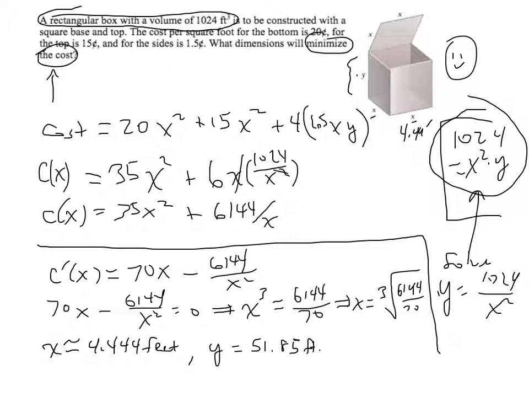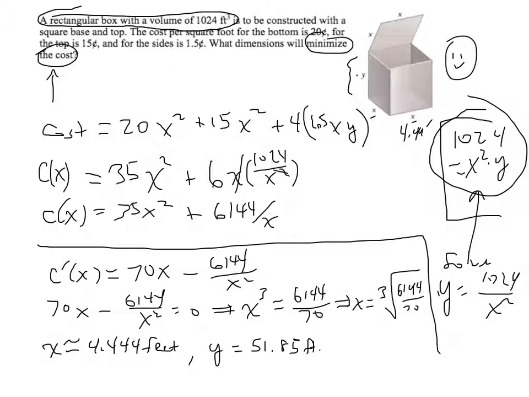And that's feet again. And so, well, first of all, this is a big box. I mean, that's a giant box. So 4 feet on a side and 51 feet high. That's a little crazy for a box size. But we should have expected that, because 1,024 cubic feet is actually quite large. That's like the size of a room. Anyway, so that's how we do it.